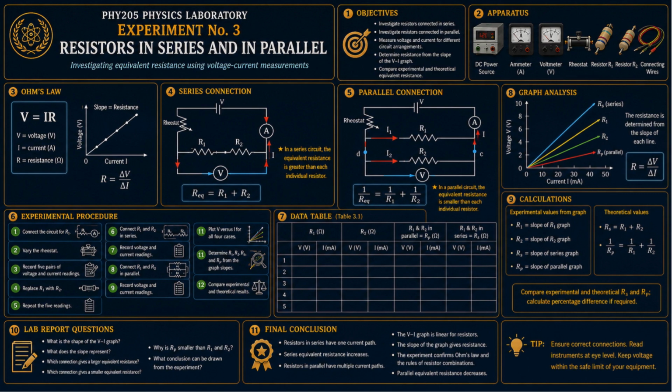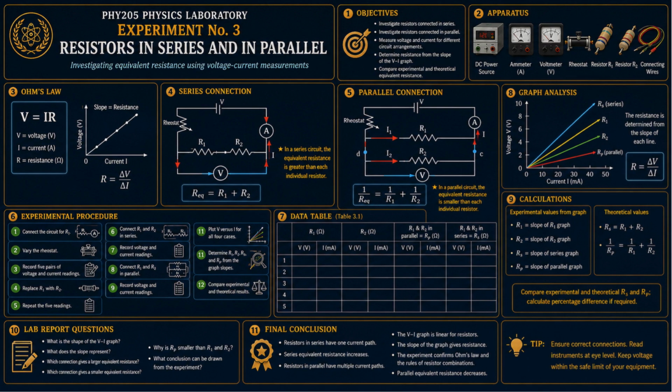1. Objectives. Investigate resistors connected in series. Investigate resistors connected in parallel. Measure voltage and current for different circuit arrangements. Determine resistance from the slope of the V-I graph. Compare experimental and theoretical equivalent resistance.